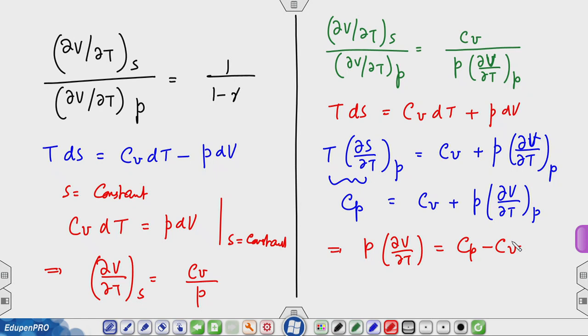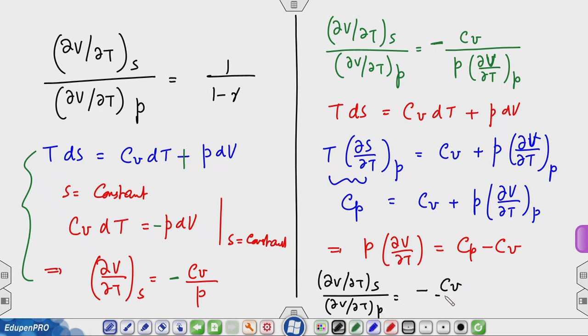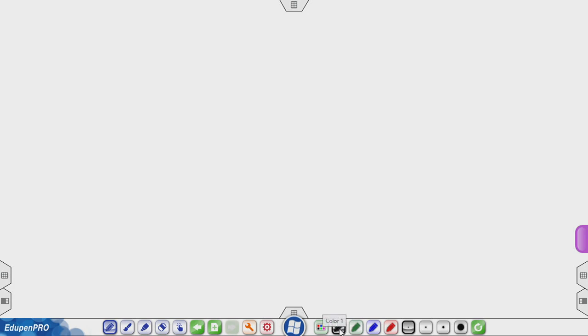There was a mistake earlier here on the left side of the slide. T dS has a plus sign here, and therefore there's a minus sign, and this is a minus sign, and here's a minus sign here. And therefore, (dV/dT)_S over (dV/dT)_P is equal to minus Cv over Cp minus Cv, which gives you 1 over 1 minus gamma. Proved. With this, I conclude this lecture or problem solving session 5.